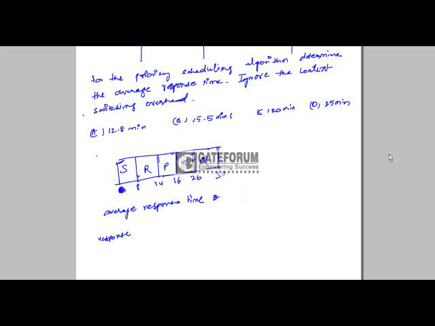So here the response time of S is 0 and the response time of R is 8. The response time of P is 14, plus T is 16, and plus Q is 26, divided by the total number of processes. Total there are 5 processes. So if we simplify this, we get 12.8, which is option A.